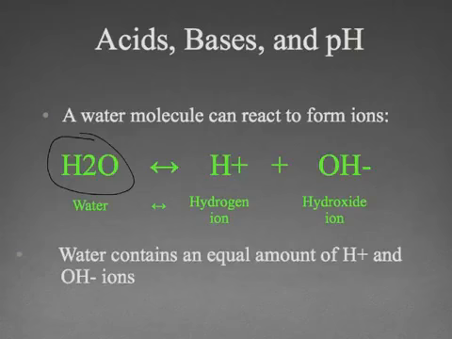Water can break up into what we call a hydrogen ion, which is an H+. And if I take away an H+, what's left from water is a hydroxide ion, which is an OH-. Because whenever water splits up, it forms equal amounts of H+ and OH-, the concentrations of those two ions are always equal.